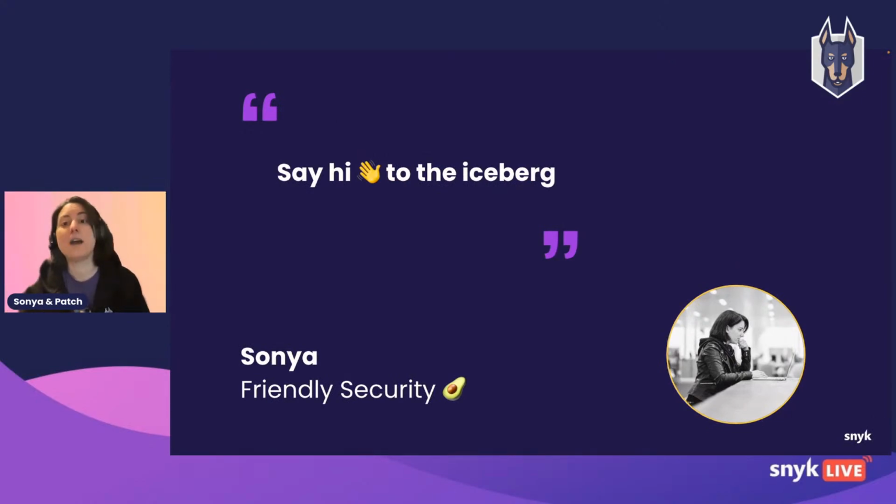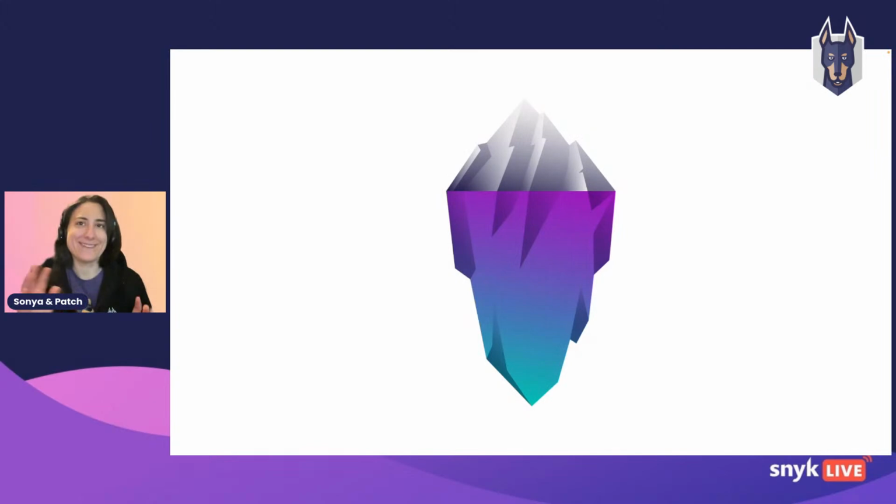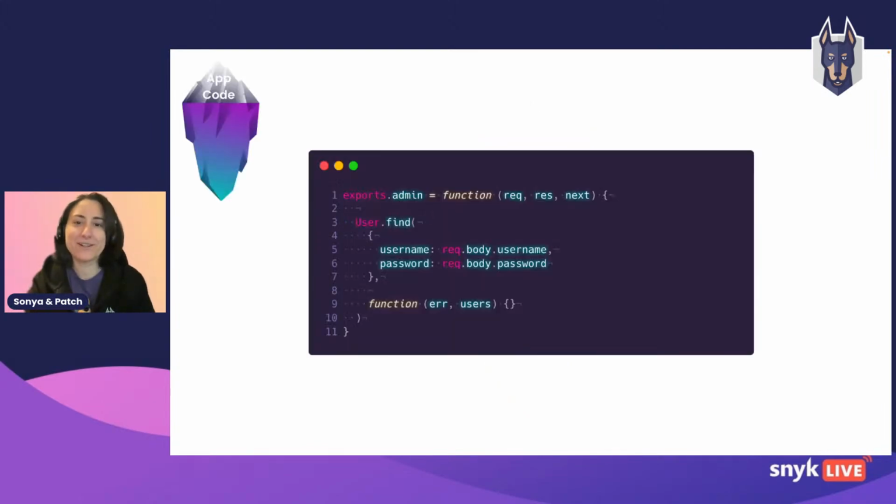So let's try to understand how this is possible, and let's all say hi to the iceberg. If you're confused by that statement, that's normal. Let me explain. So this is the iceberg, and let's start at the tip of the iceberg, the application code. This is our starting point, our code. This is our proprietary code that we write in an organization.